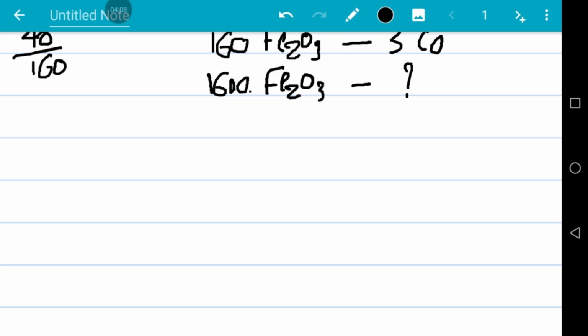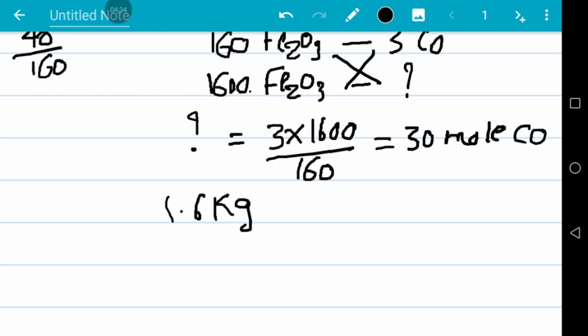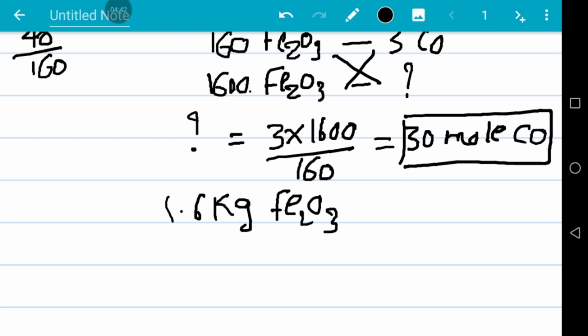So now do the crisscross. Question mark equals 3 into 1600 by 160. So how many moles is required? 30 moles of CO is required to reduce the 1.6 kg of Fe2O3. So how many moles of CO is required? 30 moles of CO is required.